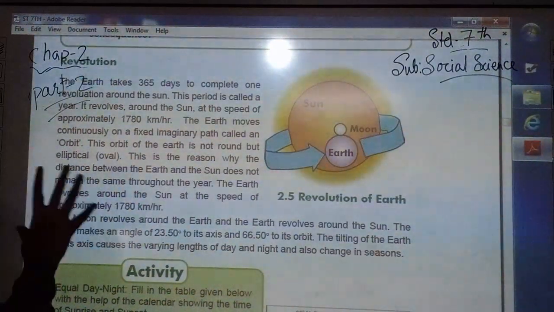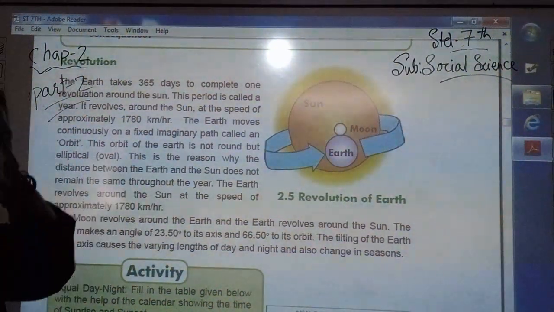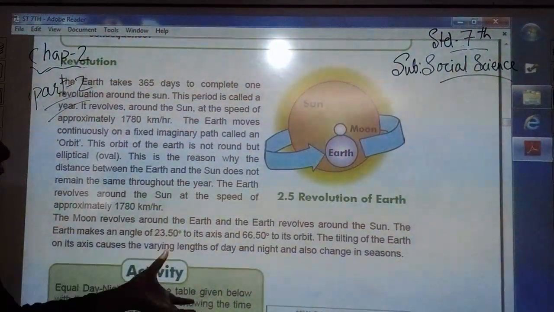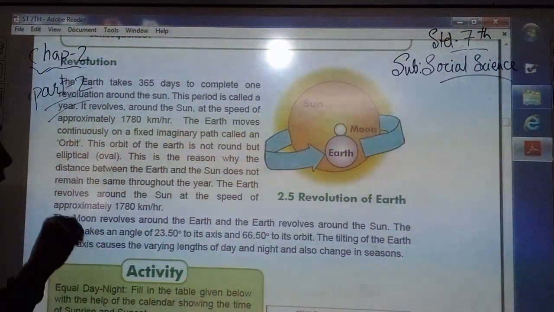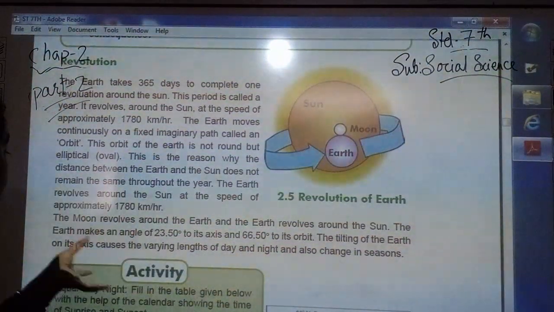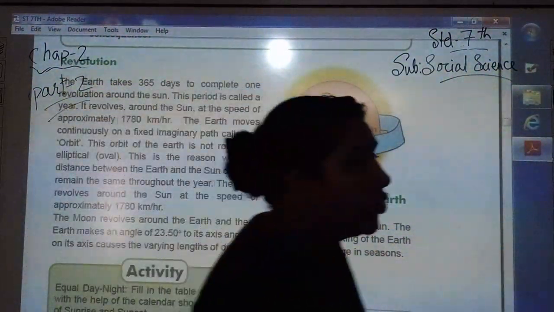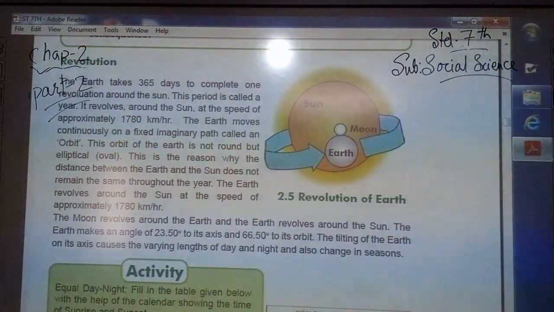On the degree basis, it is 66.50 degrees. And this is the tilting of the Earth. If someone asks what the tilting is, we get the tilting of the Earth on its axis, causing the various lengths of day and night, and also the change in the seasons. So, understood all the things? What is the whole topic of the revolution?